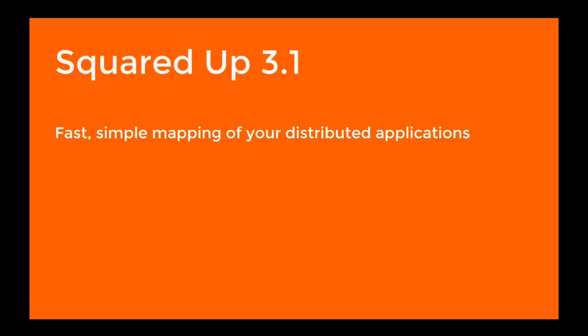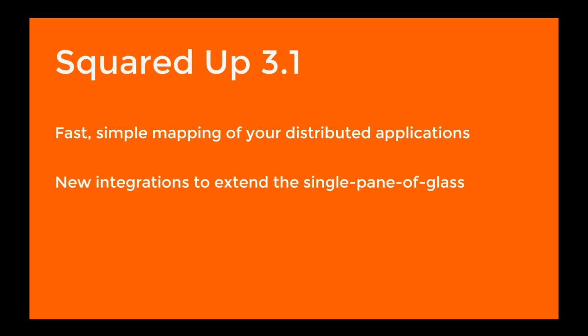There were three focuses we've had with version 3.1, which is really to build on that new platform we introduced with v3. So first of all, the focus was around VADA and really on improving and simplifying the mapping of your distributed applications. So we're focusing on the discovery piece of VADA to allow fast, simple mapping of your DAs. The second piece we wanted to focus on was that single pane of glass experience with Total Dashboard Architecture. And with that, we've introduced new integrations to extend the breadth of platforms that you can integrate Squared Up with and pull data into that single view.